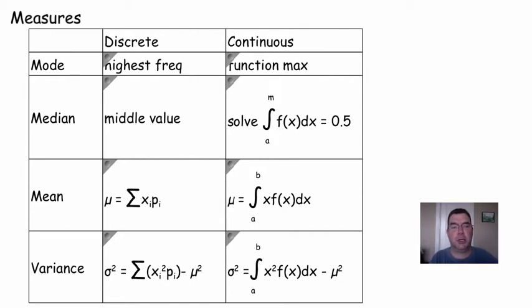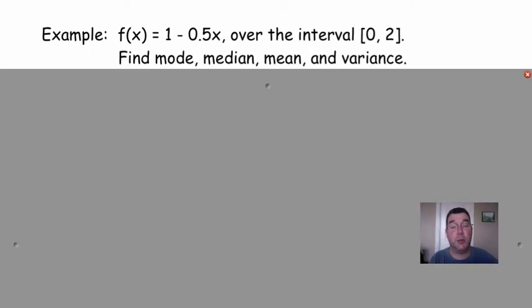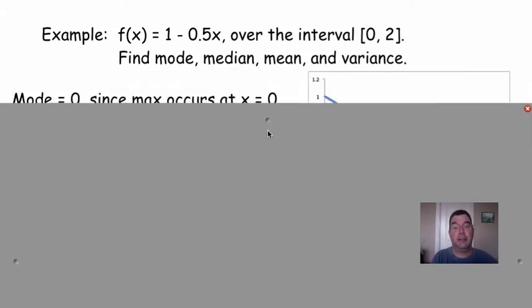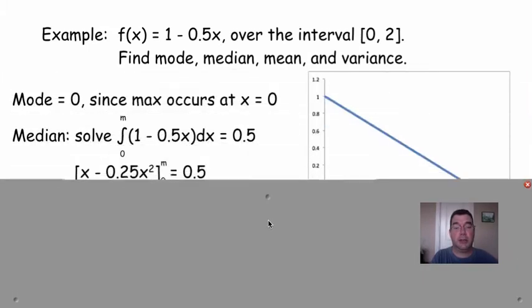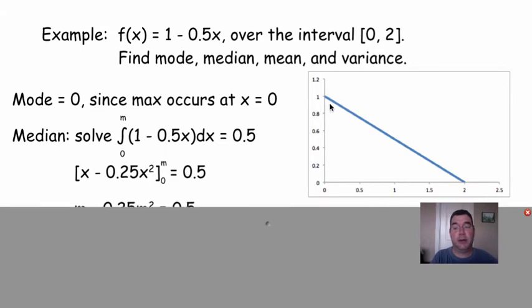All right, this is best looked at with an example, so let's do a simple one. This is an unlikely one where the probability is a line represented by f of x is 1 minus 0.5x, and I'm going over the interval from 0 to 2. And I'm going to find those 4 measures: mode, median, mean, and variance. So I'm looking at this graph. That's what the graph looks like.